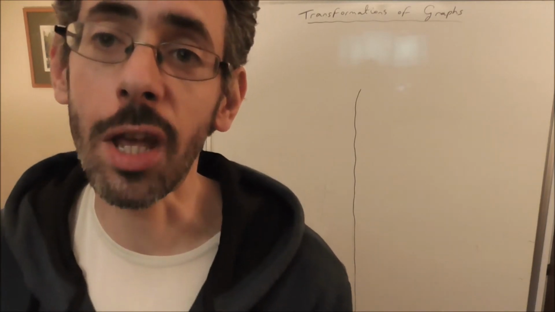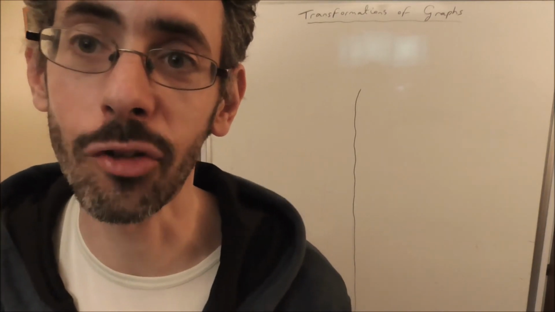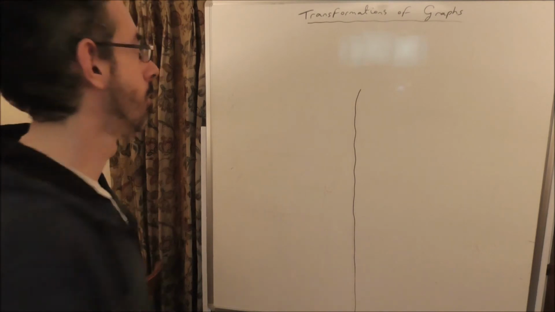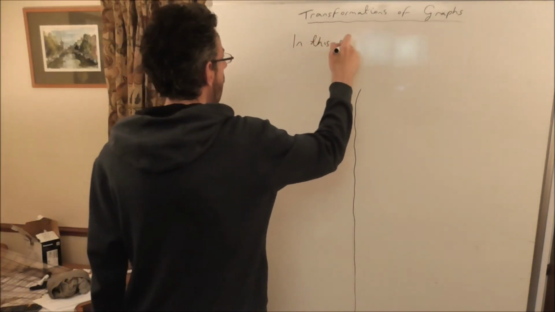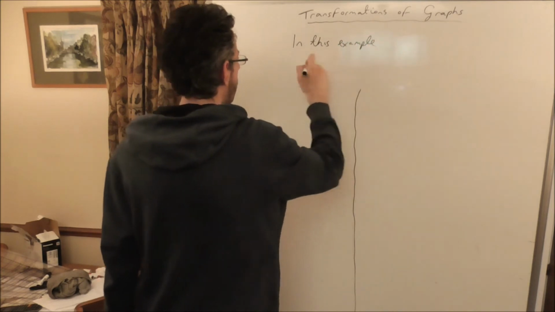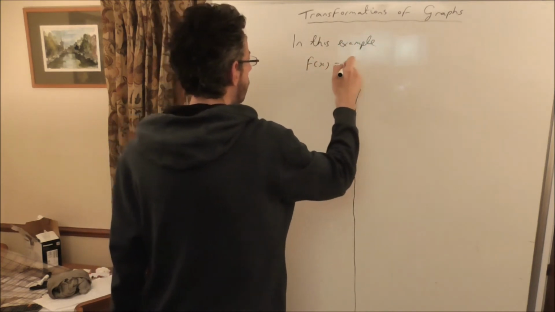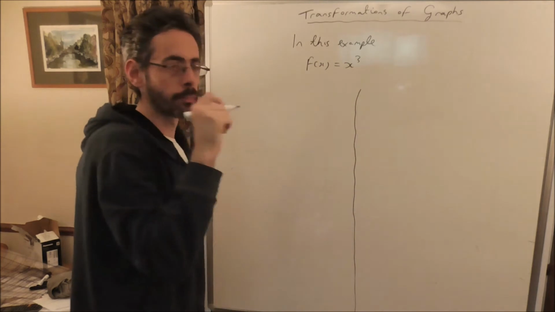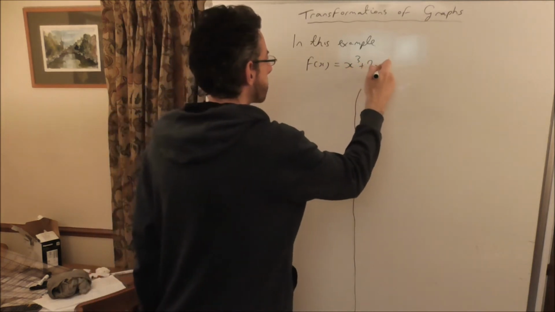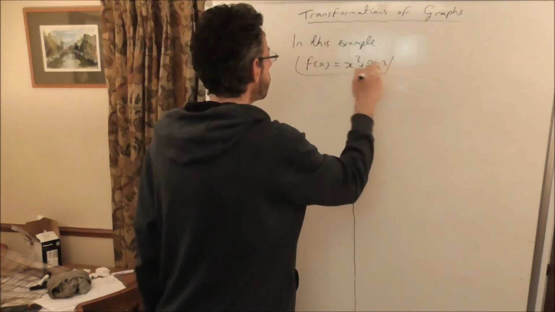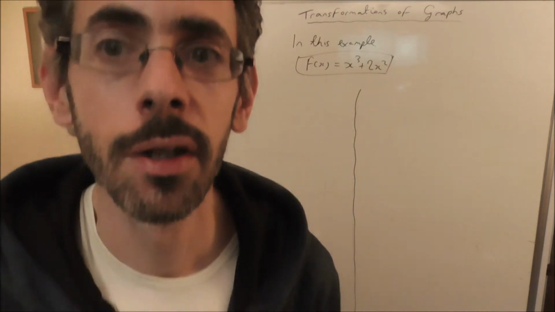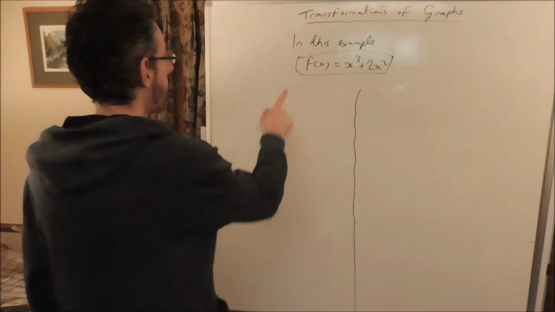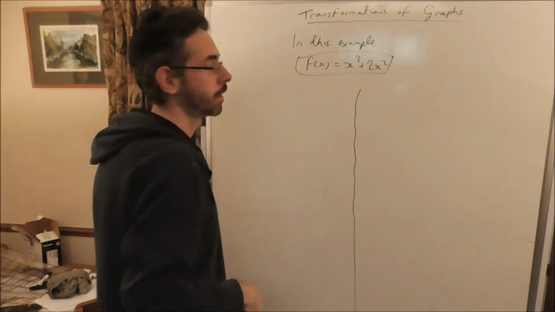Right, let's try and apply this f of x notation to a question about transformations of graphs. In this example I'm about to do, f of x is going to stand for a different expression. It's going to stand for x cubed plus 2x squared. So whenever I write f of x, I just mean that expression there.